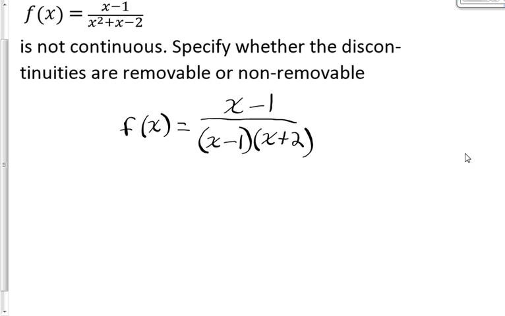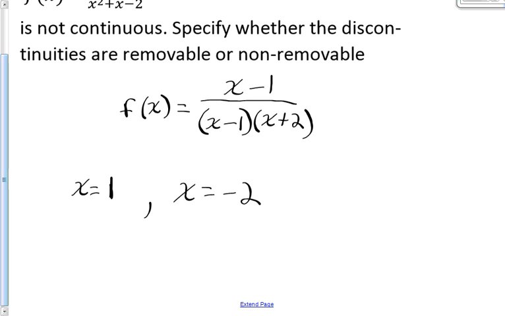Well, there are two x values that, if I plug them in, weird things happen. If I plug in positive 1, I'll get division by 0 here. And if I plug in -2, I'll get division by 0 also. So these are the two x values I have to concern myself with: x equals 1 and x equals -2. Let's check all our criteria for both of those.